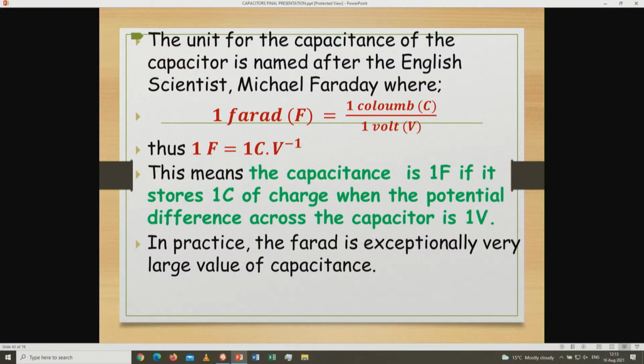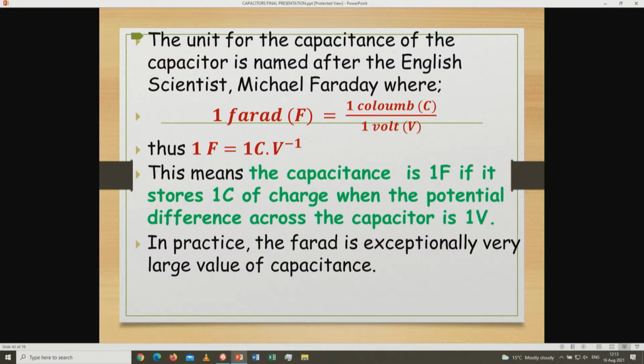Remember the other formula, the SI unit, which is equivalent to farad. There it is: 1 coulomb per volt. This means that a capacitance of 1 farad stores 1 coulomb of charge when the potential difference across the capacitor is 1 volt.